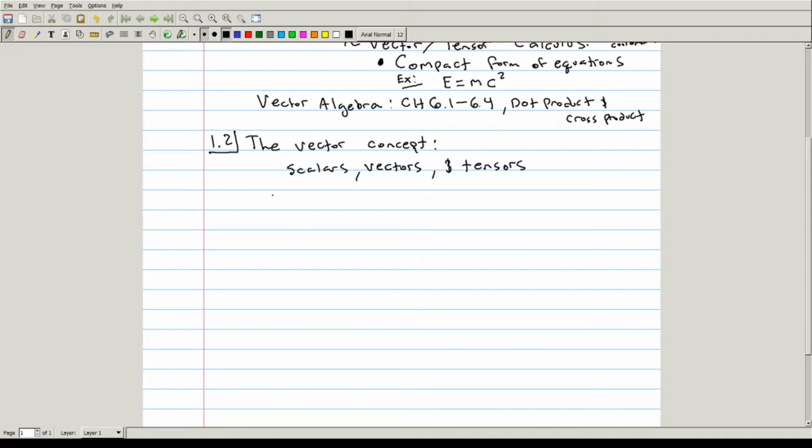A scalar, and this is why we can think of these as actual examples of tensors, is what's called a rank 0 tensor. A vector is called a rank 1 tensor. And there are actually tensors of arbitrarily high rank. So you can go to, in general, talking about a rank n tensor.